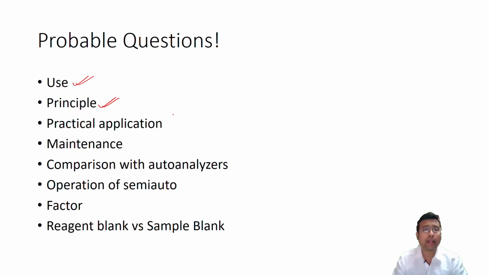concepts. Next, practical application: you need to say in which cases you use a semi-auto analyzer. Even if there is an auto analyzer present, if there is a very low amount of sample, then a semi-auto analyzer is always preferred, because maintenance and starting up of the auto analyzer is a bit cumbersome compared to semi-auto. If low number of samples, you can simply start and you are done with a semi-auto analyzer.